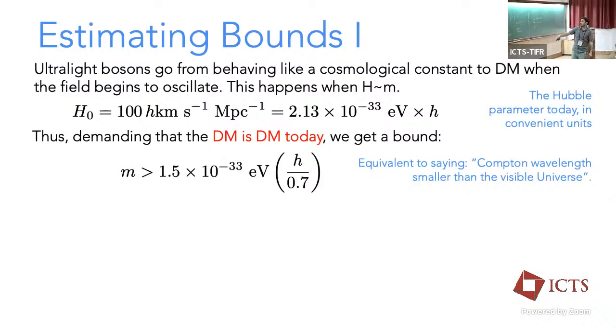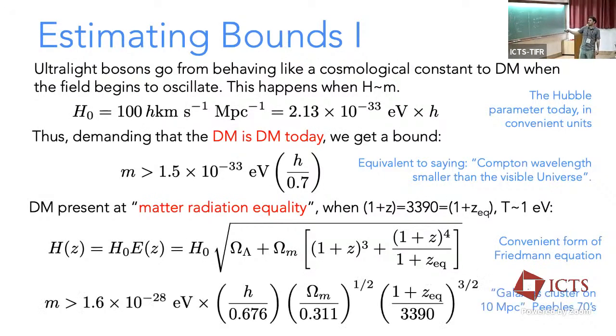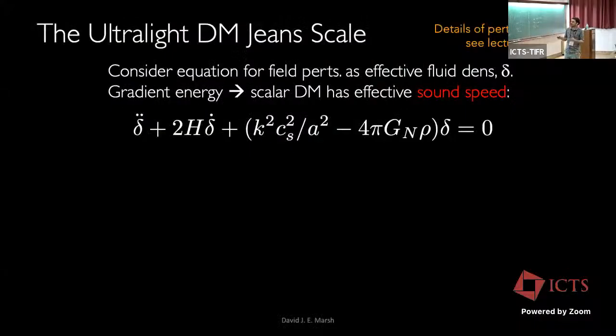So this is what I've said. Demanding that dark matter is dark matter today gives us a mass larger than 10 to the minus 33 eV. Demanding that dark matter is dark matter at matter-radiation equality tells me that the mass is larger than 10 to the minus 28 eV, and so on.